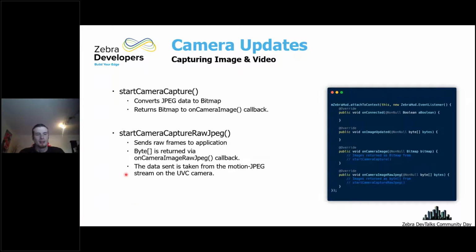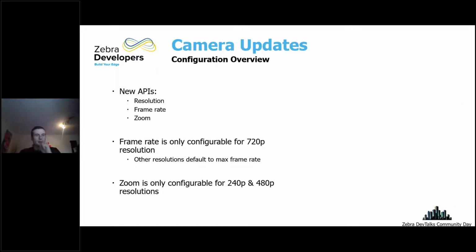So the data that is sent to this callback is taken from the motion JPEG stream on the UVC camera, and nothing happens in between. So the SDK doesn't do any processing to that image. So this API is slightly faster than this one above here. So if you're looking for the best performance and the most throughput, this would be the API that we'd recommend using.